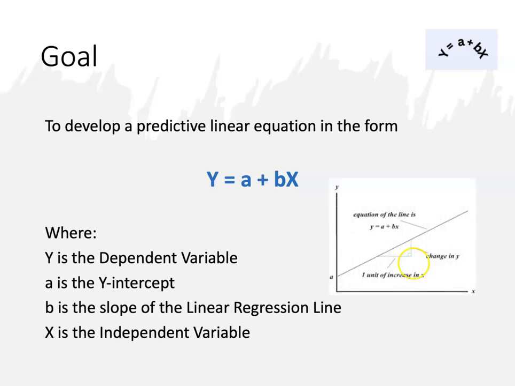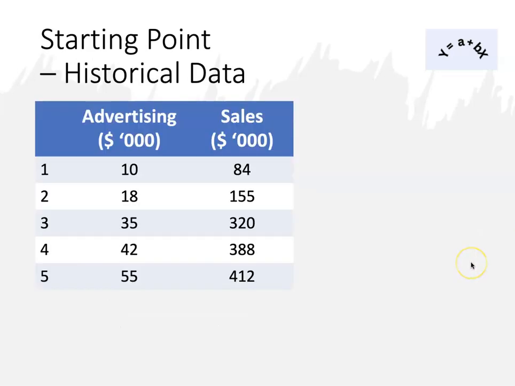So graphically, it looks something like this. So A would be where the line touches the y-axis, and the slope of the line, which we could find as rise over run, right? Change in y with respect to x, that is B. All right, so let's go.